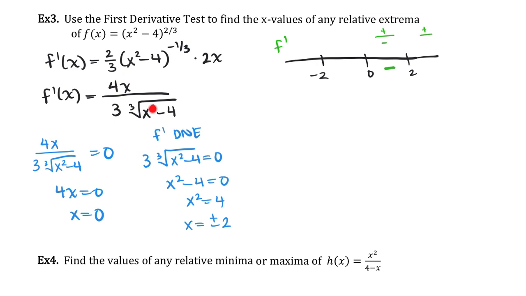If I plug in 3, 3 squared is 9, 9 minus 4 is positive, and if I cube root a positive, I get a positive. So positive over positive is positive.